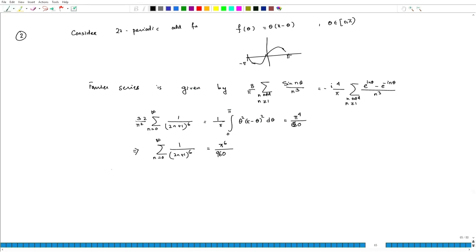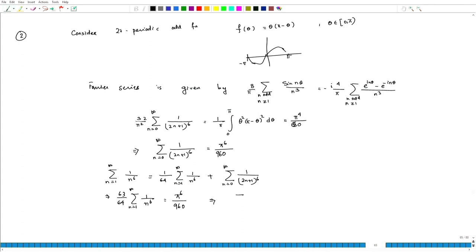So, once we have that, then we want to compute the sum over n equal to 1 to infinity of 1 by n to the power 6, again by breaking it into even and odd, and we know the value with the odd terms, 2n plus 1. So what we get is 1 by 64 times the summation over n equal to 1 to infinity of 1 by n to the power 6, plus the summation over n equal to 0 to infinity of 1 by (2n plus 1) to the power 6. So this implies that 63 by 64 times the summation over n equal to 1 to infinity of 1 by n to the power 6 is equal to this value we know, which is pi to the 6 by 960.